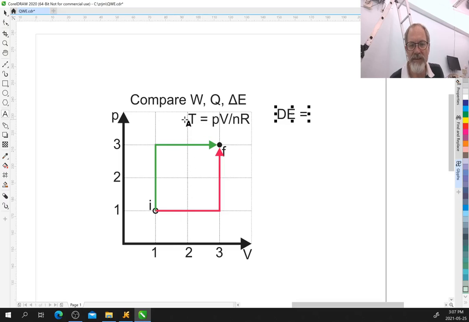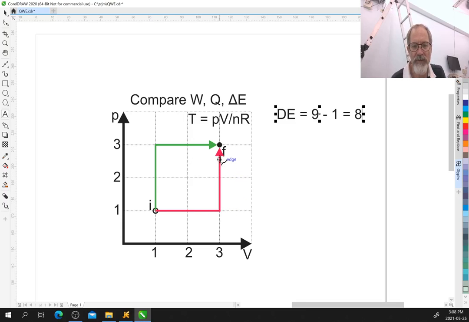Thermal energy is related to T, so a change in thermal energy is related to the change in temperature. If I'm assuming nR equals 1, it's just going to be PF VF minus PI VI, which is 3 times 3 is 9, minus 1 times 1, equals 8. So my thermal energy has increased by 8 in this process. Now let's look at my movement on this red one. Let's look at the red path now.